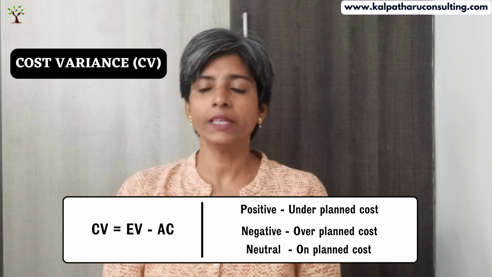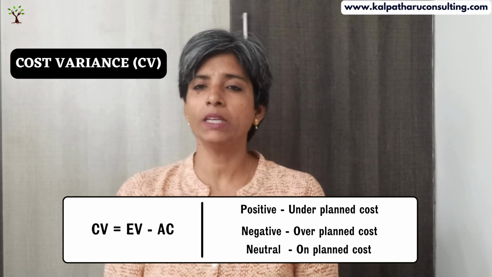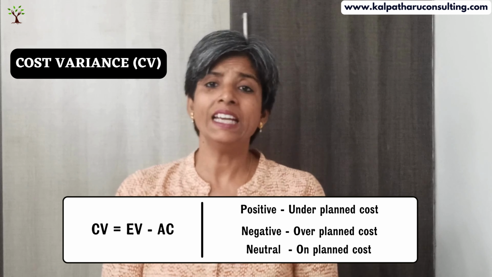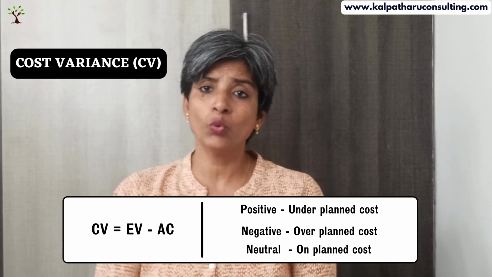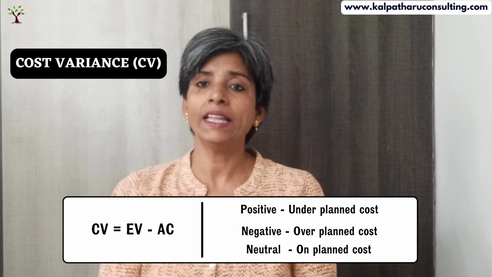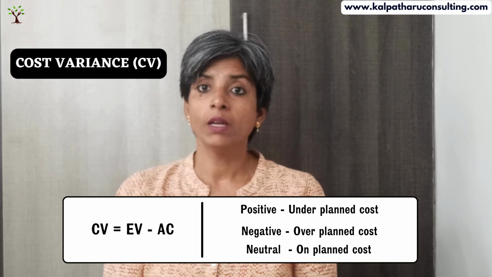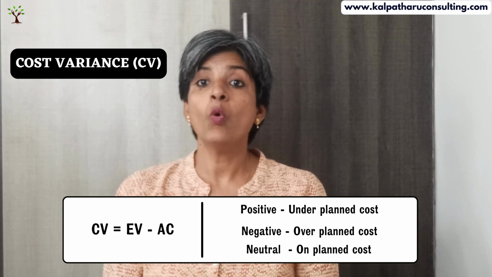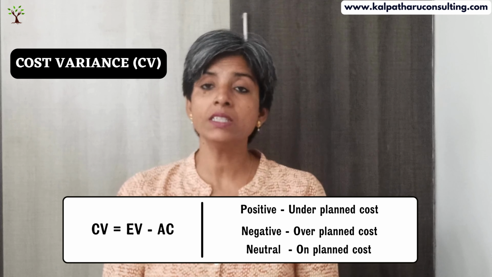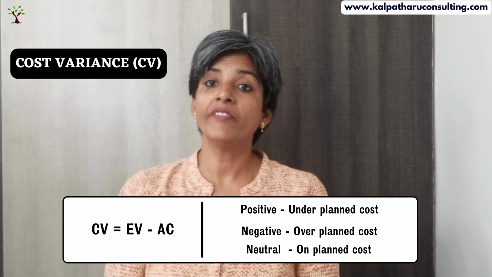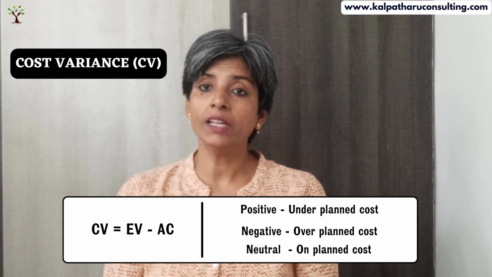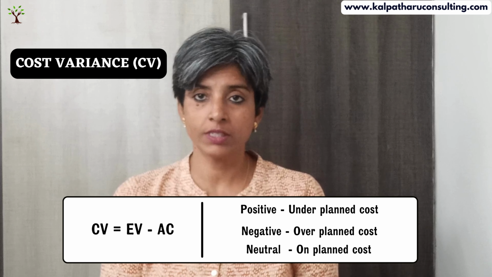The formula you may need to know, but it is not that important as of now for the PMP exam. Even in the real world, you don't actually do the calculation. You enter the data in the system and it throws the data, but you need to understand what it means. So cost variance, if positive, is under planned cost. If negative, over planned cost. If neutral, on planned cost.